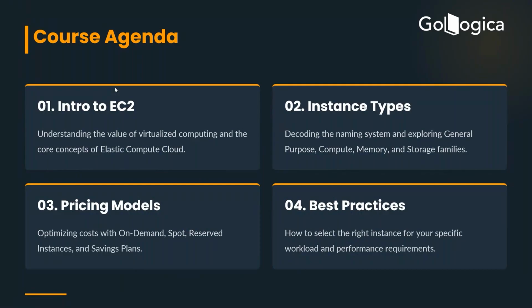So today we will be introducing EC2. We will understand how the virtualization environment works. We will go through different instance types. What are the different types of these instances? The pricing models available in AWS, how you can optimize your cost using these options, and the best practices we need to follow when selecting which instance is right for our workload. We will quickly see that.